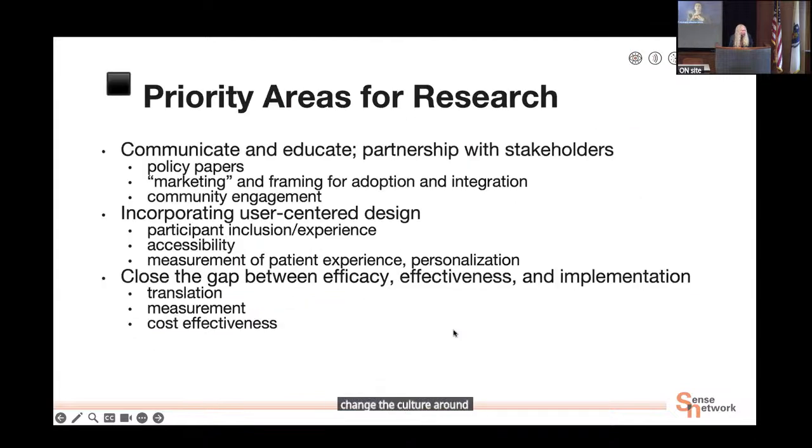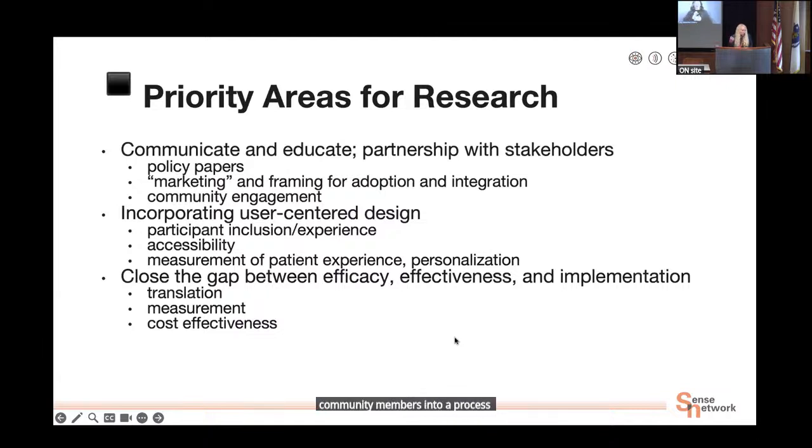Okay, so priority areas, short term, well, we didn't put the terms on this because we couldn't figure it out, but we just took all the long-term, short-term goals off of it. The communication and education, so policy papers, marketing and framing for adoption and integration, and community engagement were things that we thought we could start intervening sooner rather than later. Again, anything that you're thinking about for interventions really has to have a user-centered design approach. So starting to strategize around how we're bringing users and community members into a process for developing interventions.